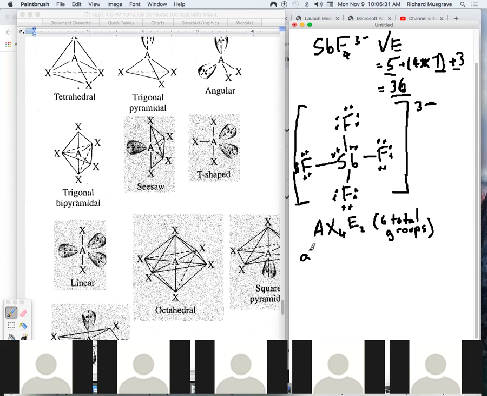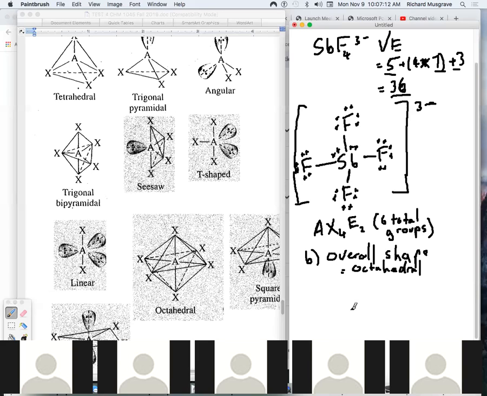So for part B, the overall shape, part A was the Lewis structure, the overall shape of SbF4 3- is octahedral. Does anybody have any questions? This chart will be available to us so we don't have to remember all the geometric shapes. That's correct, this very chart will appear in the test.